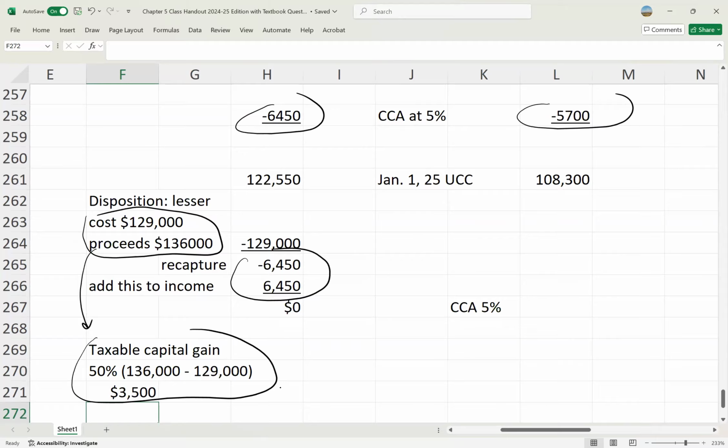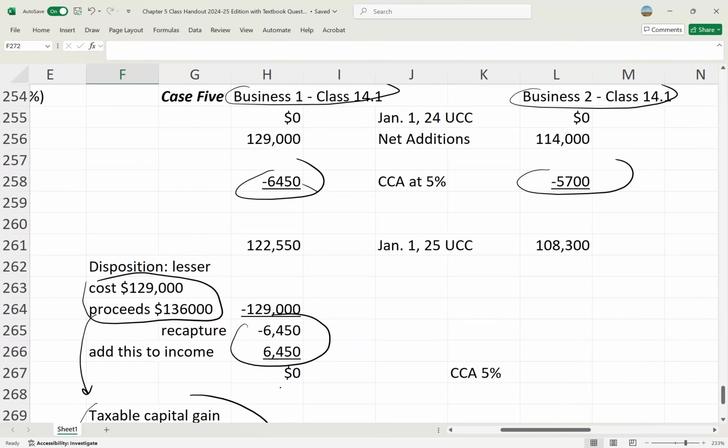Now, if you notice the thing about the recapture, it equals exactly the CCA that they took last year. Because if you think about it economically, they paid 129,000 for the goodwill. They received a deduction of 6,450. But when they sold business one, they got all of the 129 back plus an additional 7,000. So that CCA that they deducted last year, they got it all back. So that's why they have to add it back to income. So hopefully that will reinforce why this negative amount has to be added to income. Any questions about business one?